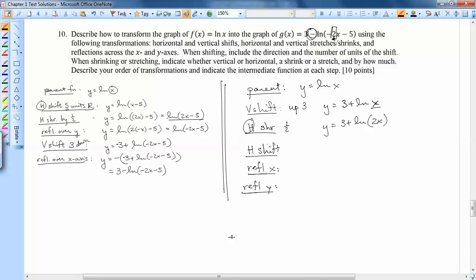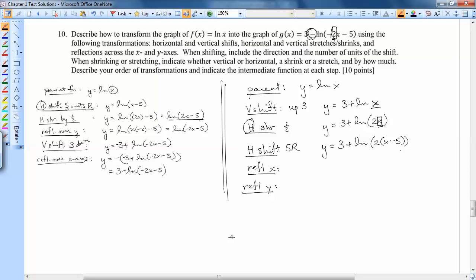Okay, let's do the horizontal shift. Well, it looks like it's going to be 5 units to the right. So let's try that. 5 right. Okay, y equals 3 plus ln. Now remember, I'm only changing the x from the previous thing. So I'm not changing 2x, I'm just replacing the x. So it's going to be ln of 2x minus 5.